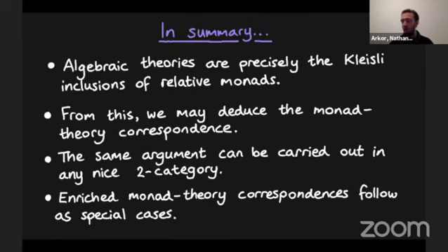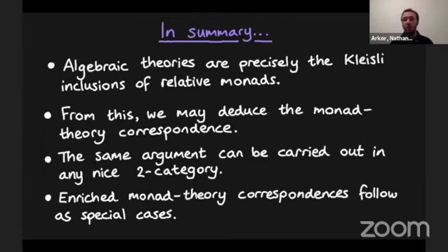Now I'm going to wrap up here, which will give us enough time for questions. So the key idea that underlies this perspective is that algebraic theories are precisely the Kleisli inclusions of relative monads. So they're the same thing. There's no difference between them. They're just a different way of writing down the definition, essentially. And from this, we can deduce a monad theory correspondence by extending relative monads to monads. And this is the step that needs some assumptions. So this is why we often work with J to be the unit of a co-completion, because this is a nice setting from which there's always a monad correspondence with relative monads.